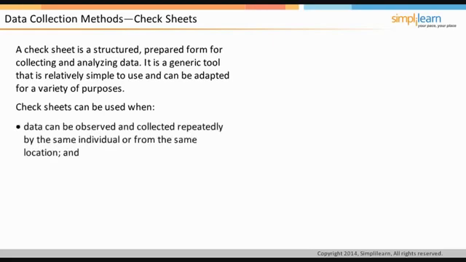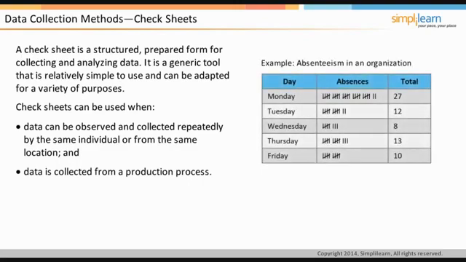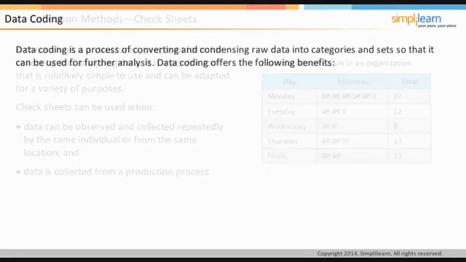Check sheets are used when the data can be observed and collected repeatedly by the same person or at the same location. They are also used while collecting data from a production process. A common example is calculating the number of absentees in a company. The table shows absentee data collected for a week. We will discuss data coding and its advantages in the following screen.